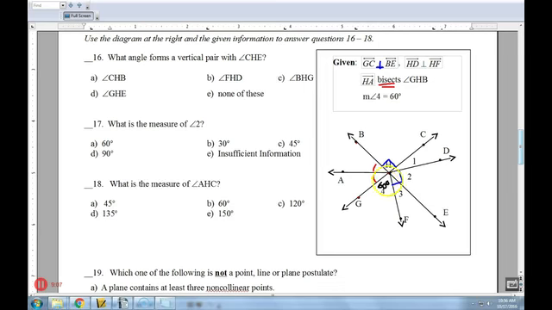So angle 4 is 60 degrees. And now they want me to go through and answer some questions. So let's look at 16. Who forms a vertical angle with CHE?